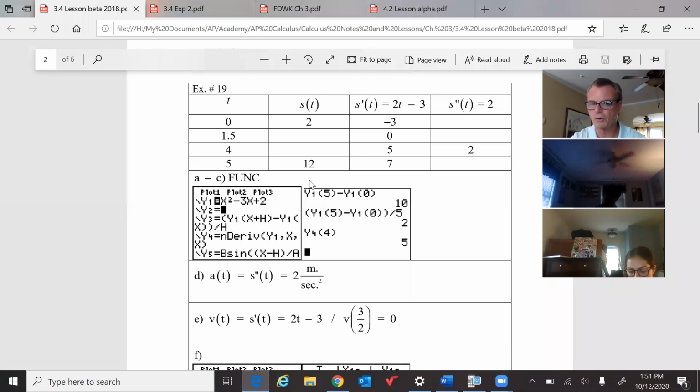I don't need to redraw the graph that you have. At time 0, the initial position is 2. At time 1.5, the velocity is 0. So if you put a number less than 1.5 up here, your velocity is negative. It's going left. If you put a number bigger than 1.5, so you put a 2, 2 times 2 take away 3 is positive. Particle's going right. The acceleration's constant.